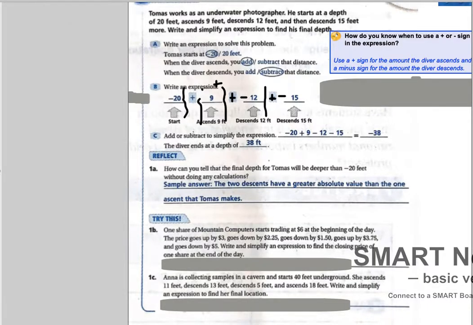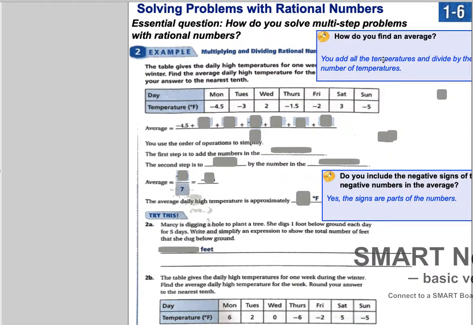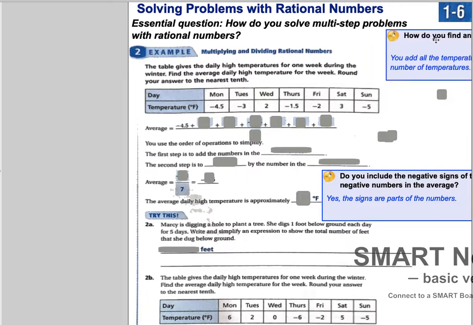So I want to go to the next section, in example 2. And again, the big question is, how do we solve multi-step problems with rational numbers? Multi-step. Okay, so it's not just going to be -3 times 5. So here's the table. Now here's all the data you need that gives the high temperatures for 1 week during the winter. Find the average daily high temperatures for the week. Round your answer to the nearest tenth.